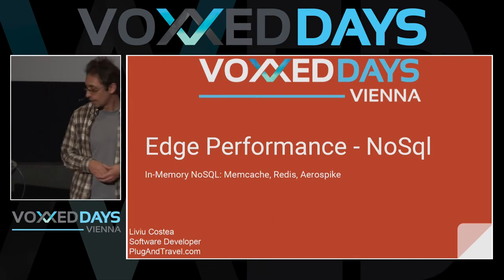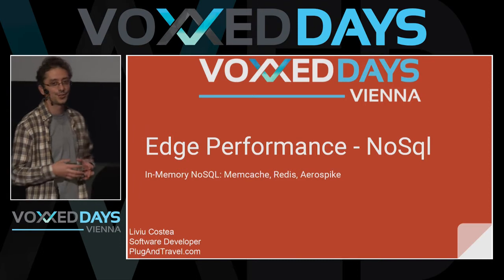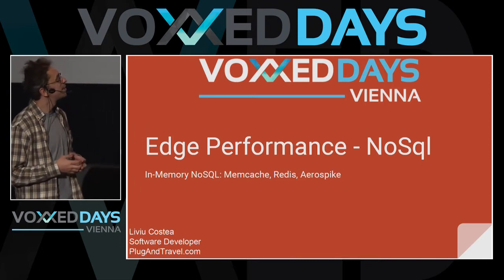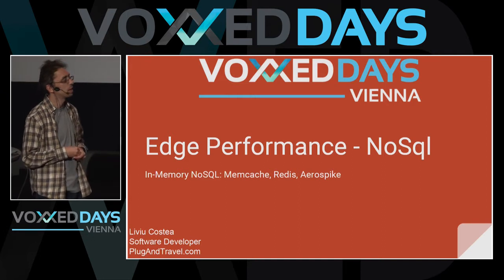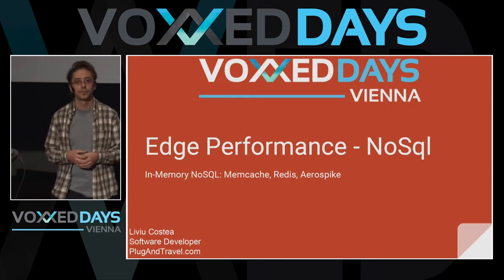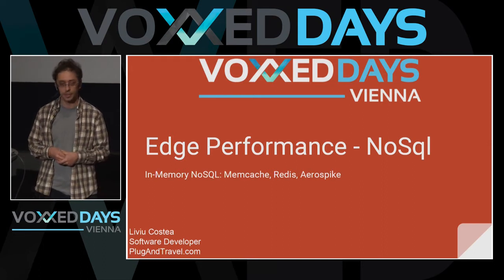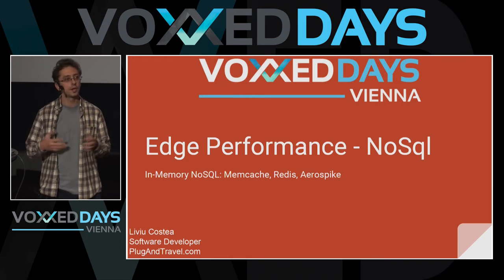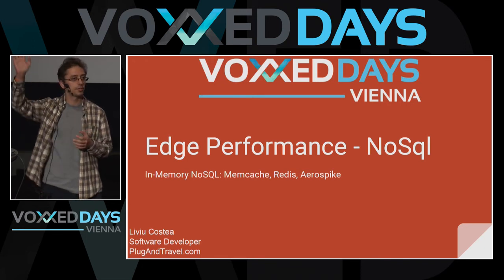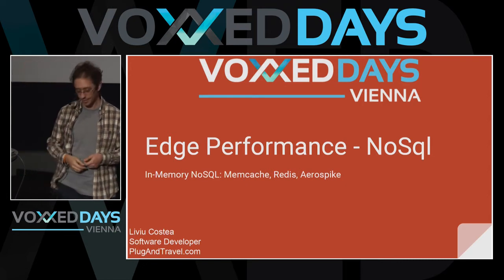Really nice. And it's not a movie today, but we still have 3 main characters: Memcache, Redis, and Aerospike. And I'm going to say a few words about each of them, how you can add them to your stack. So, are you using some sort of in-memory NoSQL? Great. Thank you.